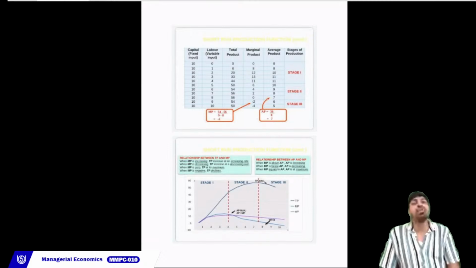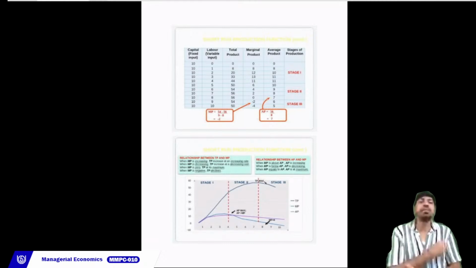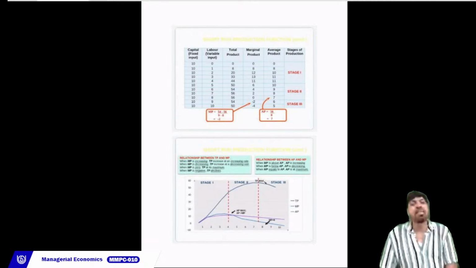Same in the case of the fourth unit, 44 minus 33, that is 11. 11 divided by the change in labor, how much? It is 1. So 11 by 1, we get the marginal product 11. Same in the case of the fifth unit of labor, that is 50. 50 minus 44 becomes 6. Change in labor is 1. So 6 by 1, we get the answer 6. 54 minus 50, change in labor is 1. 4 by 1, you will get the marginal product 4. Same in the case of 56.